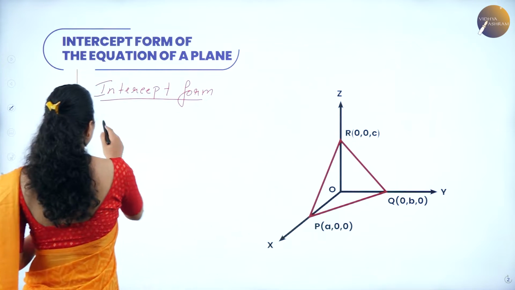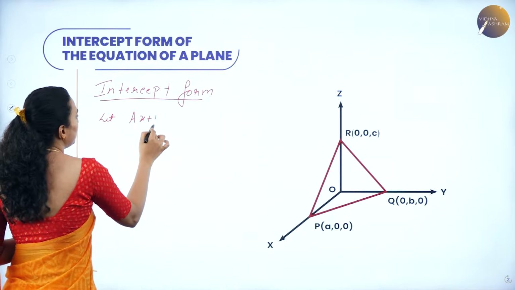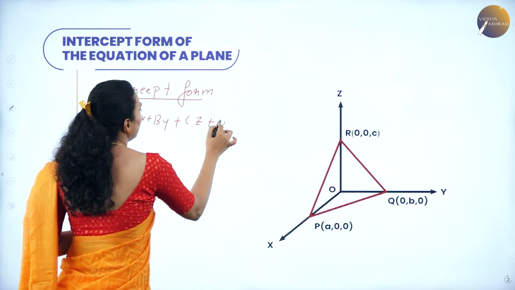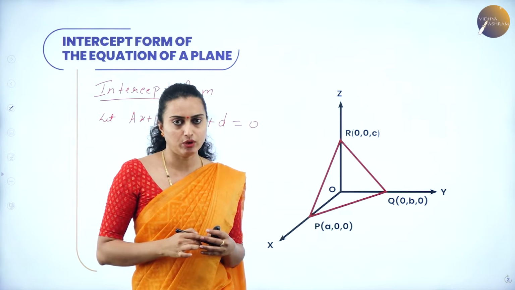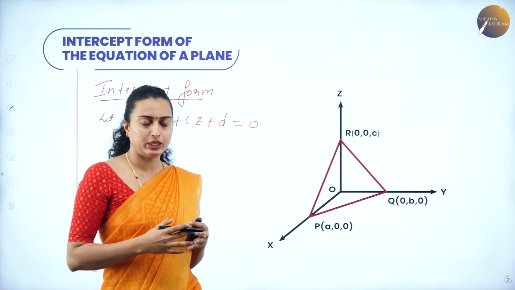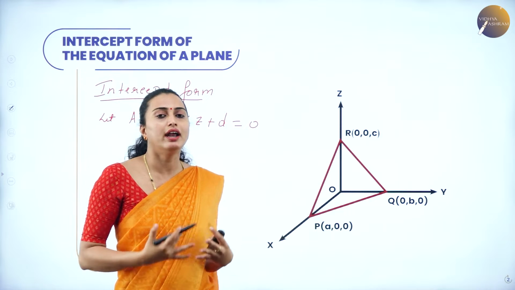Let ax plus by plus cz plus d is equal to 0 be the equation. Let it be the equation. Why have I taken this equation? I have to reduce it to the intercept form.